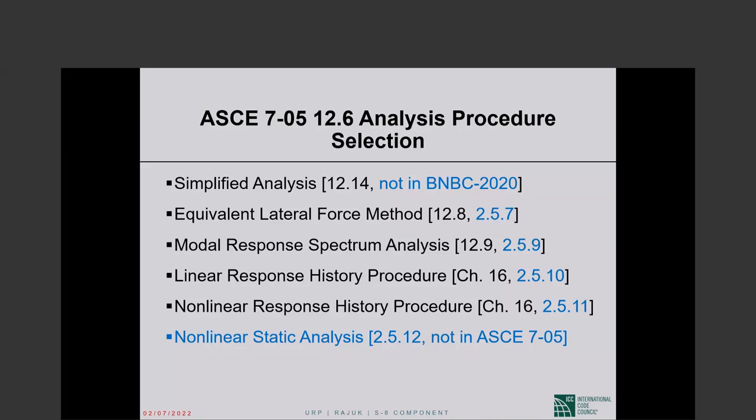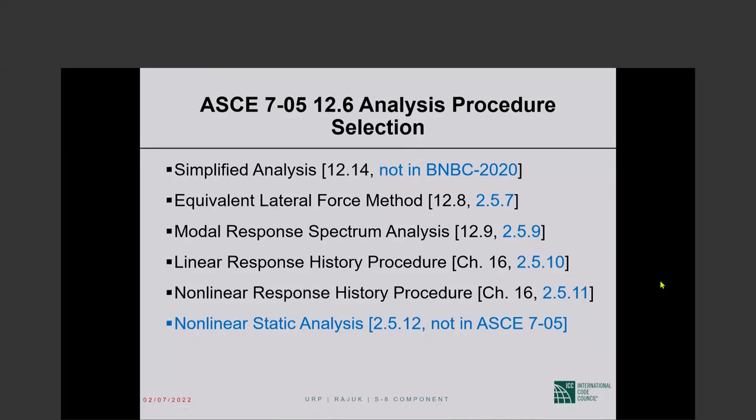The simplified analysis is not in BNBC. Nonlinear static analysis is not in ASCE 7. But the main things, equivalent lateral force procedure, the modal response spectrum analysis, and elastic and nonlinear time history analysis, those are common between the documents.